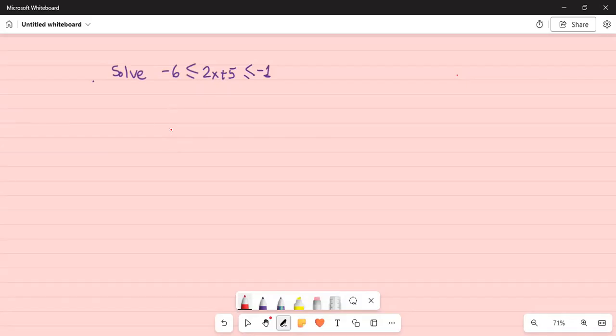Solve minus 6 less equal to 2x plus 5 less equal to minus 1. This can be looked upon as minus 6 less equal to 2x plus 5 and 2x plus 5 less equal to minus 1. So first we will solve this inequality, minus 6 less equal to 2x plus 5. So we have to separate the unknown variable from the number, so we subtract minus 5 on both sides.